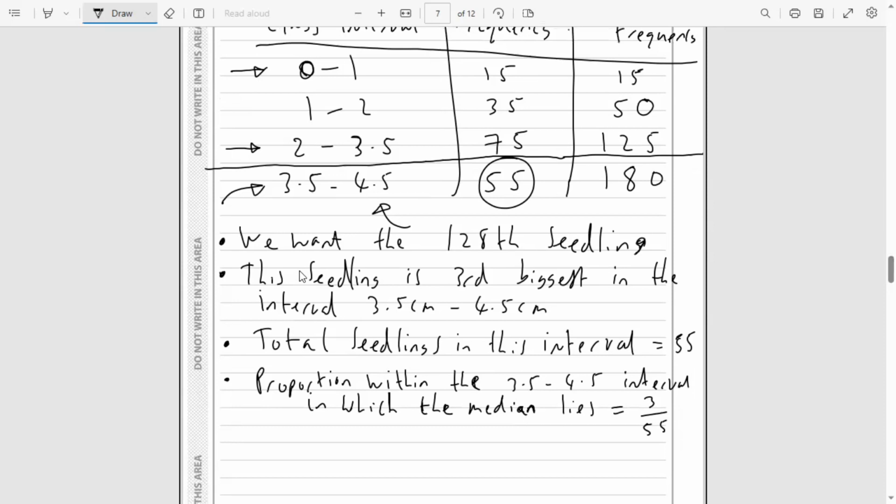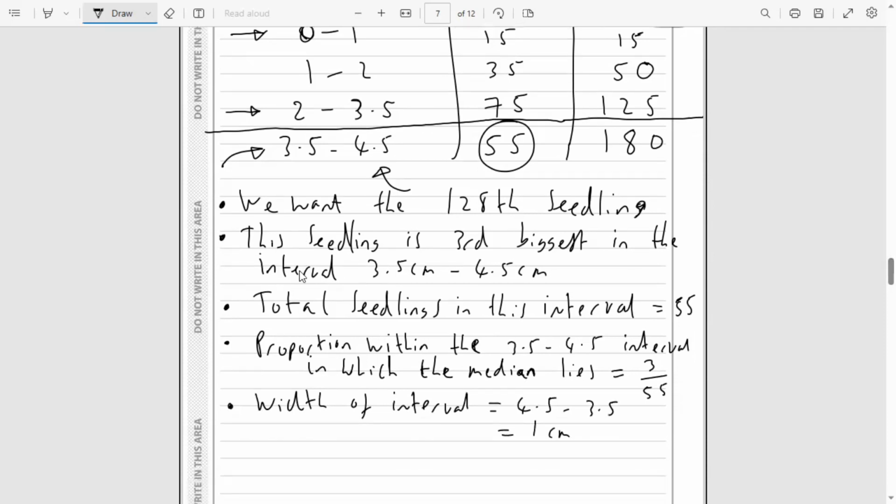Now, how wide is our interval? So what's the width of our interval? So width of interval is 4.5 centimeters, take away 3.5 centimeters, which we know is 1 centimeter. So that's the width of the interval. Okay, so the proportion of the width of the interval in which the median lies is going to be 1 times by 3 over 55.